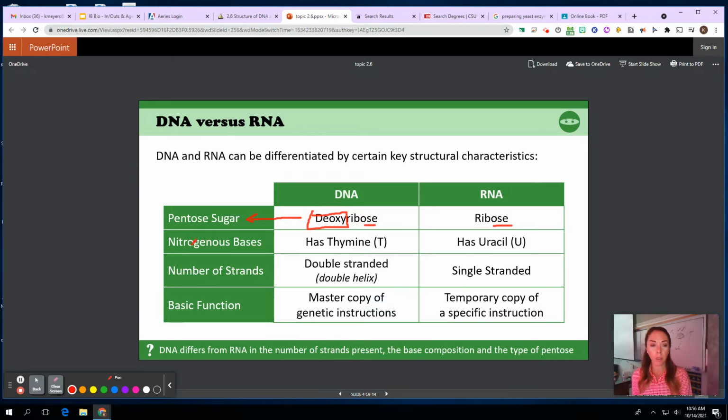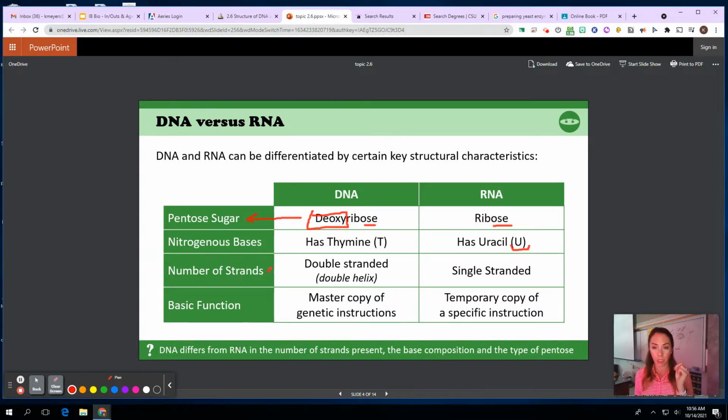The nitrogenous bases, so the different nitrogen bases, right? We learned about the 4, A, T, G, and C. However, you do need to know, and then RNA, so when I make that RNA, T cannot leave the nucleus, so it actually is replaced with the base uracil. Uracil is not in my DNA. For strands, we need to know that DNA is double.